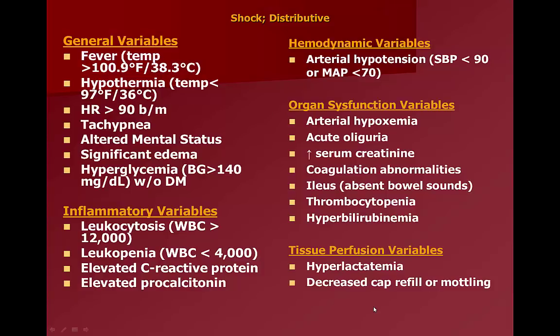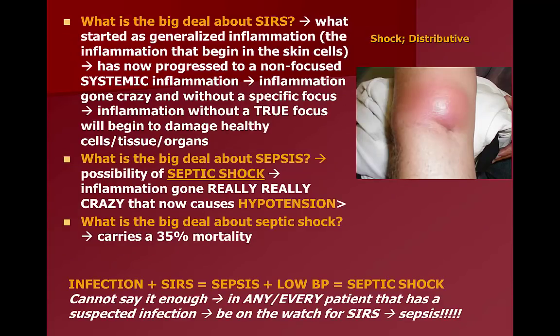So this slide represents all the signs and symptoms of what is identified as SIRS. And in the presence of infection and the presence of 2 or more signs and symptoms that I just showed you on the next slide, then the patient has SIRS, and that is identified as sepsis. If you have sepsis and a low blood pressure, now you have septic shock.